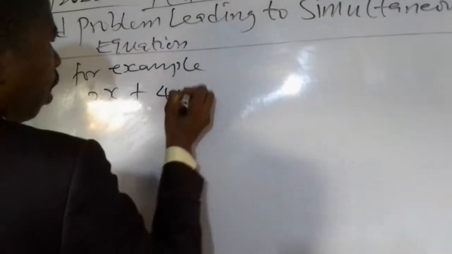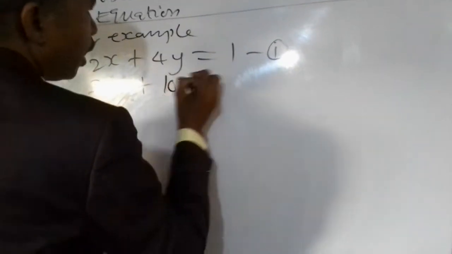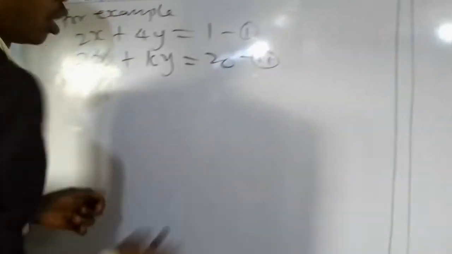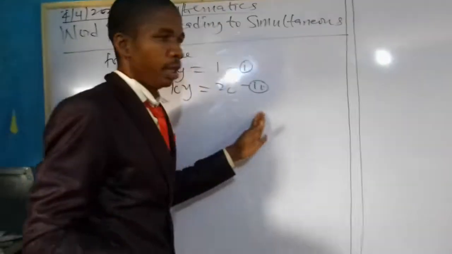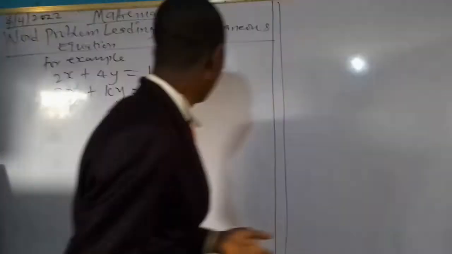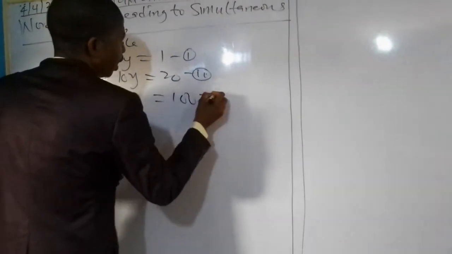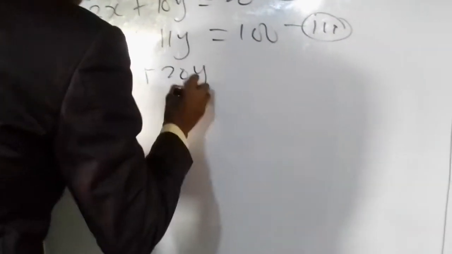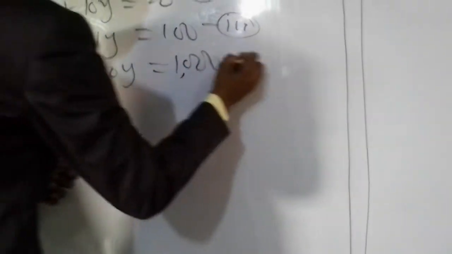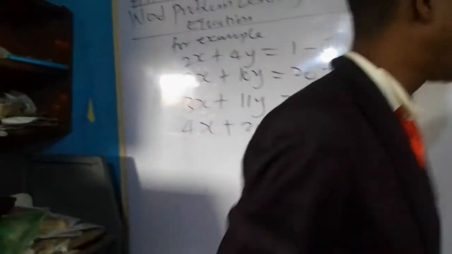For example, 2x plus 4y is equal to 1. Let's call this equation 1. 2x plus 10y is equal to 20. Let's call this equation 2. We can equally have more than 2 equations. We can have 3x plus 11y is equal to 100, which is equation 3. We can equally have 4x plus 20y is equal to 1000, called equation 4. All this is what we call a simultaneous equation.